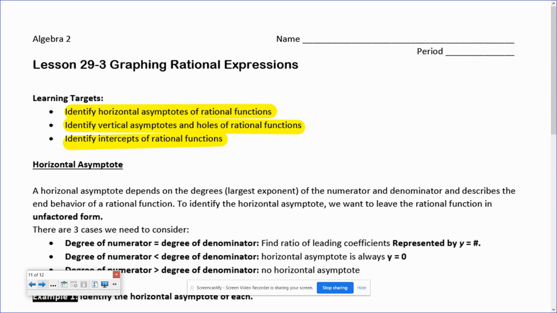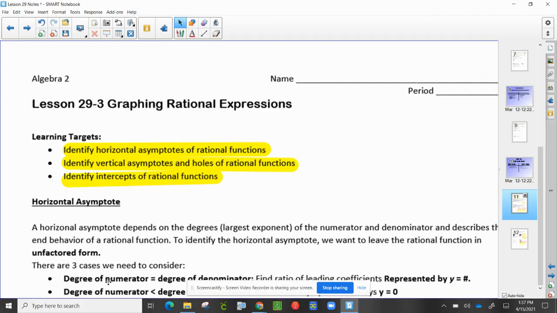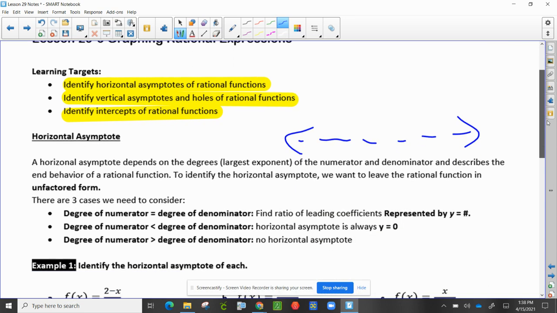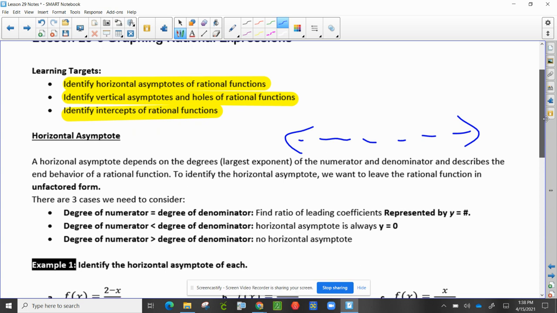Let's start by talking about the horizontal asymptote. A horizontal line is a line that runs left to right. In class today we did vertical asymptotes. Those go up and down. But a horizontal asymptote would look like a line that goes from left to right. Remember, an asymptote is a line the function will approach but never actually cross. So it could look something like this, where the line would approach it but not actually cross it.